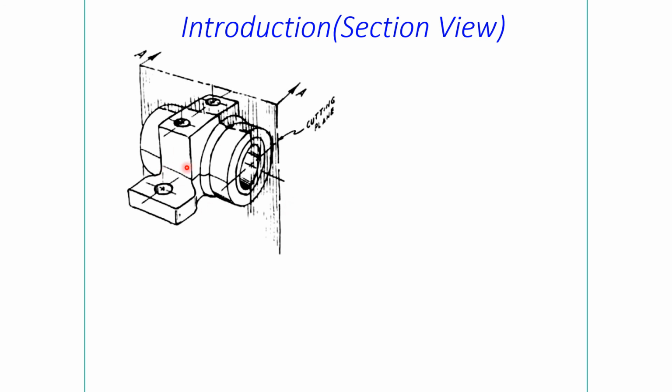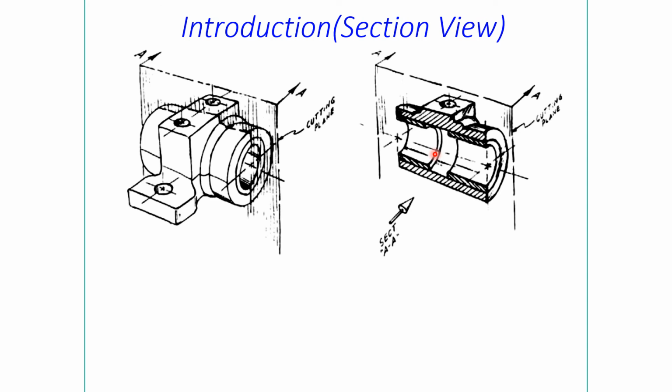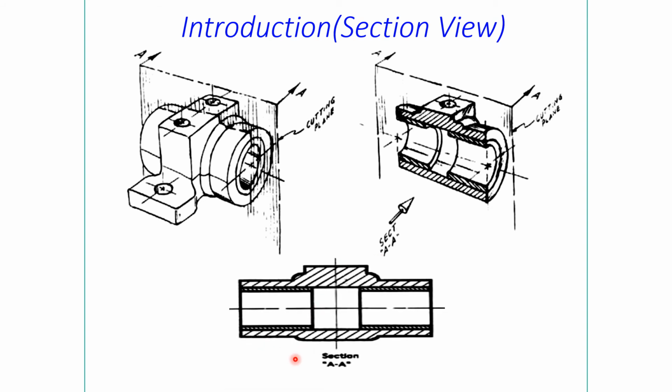Here is a steel piece just like a camera. When we cut this piece, we can see the inner details. Like here, you can see the inner detail, and when you see this view from this side, you will see the view like that. So the cutting part, whatever the object is going to cut, we show with the hash lines. So that is a section view.